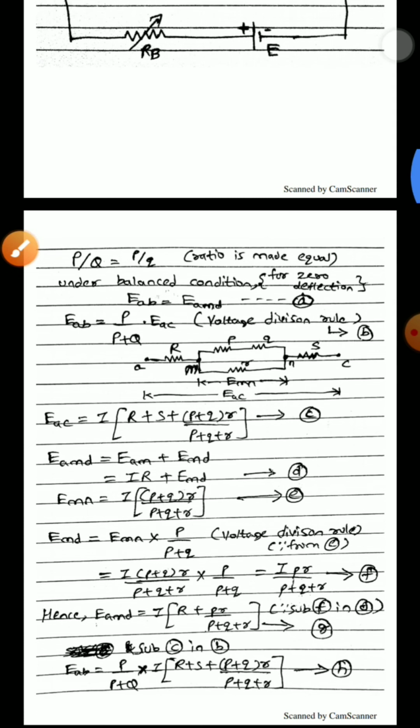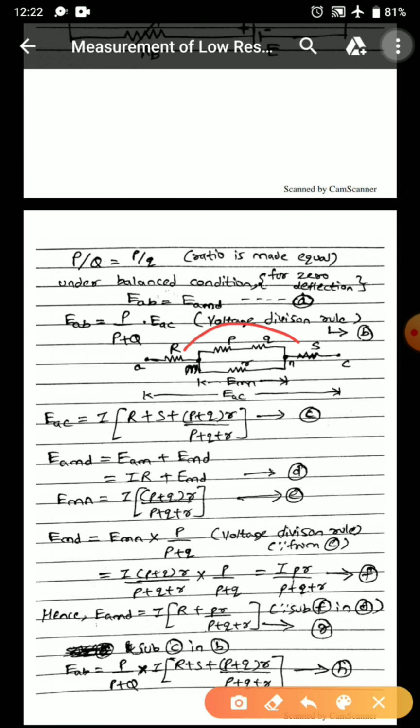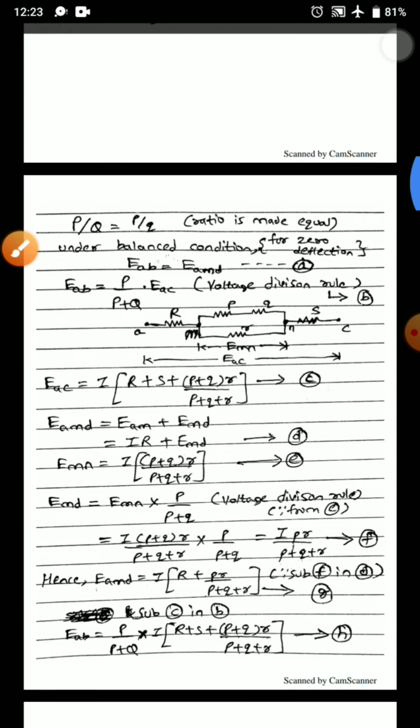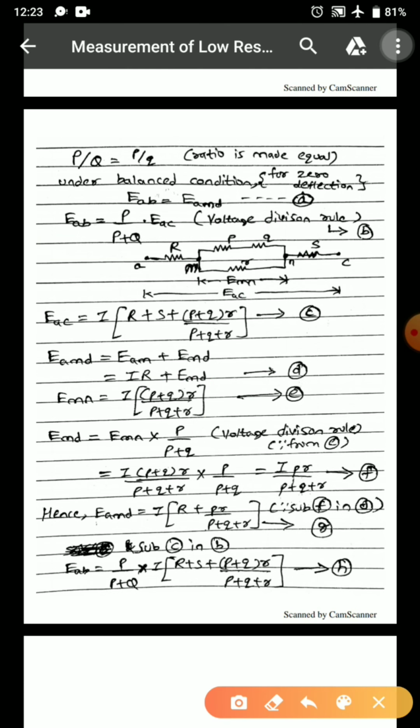Now to find EMN, this is the EMN point. I can clearly see that EMN is nothing but the current I flowing across this path. So current I into the parallel combination, that is P plus Q into R divided by P plus Q plus R. Doing this, I find the value of EMN. After finding the value of EMN, to find the value of EMD, I have to apply the potential voltage division rule.